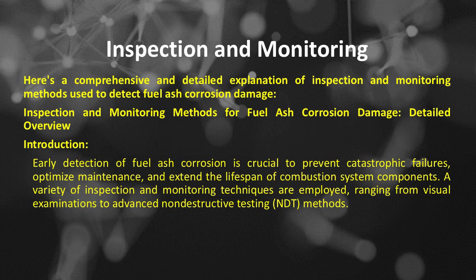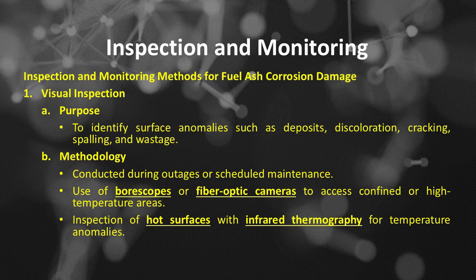Detailed overview. Introduction. Early detection of fuel ash corrosion is crucial to prevent catastrophic failures, optimize maintenance, and extend the lifespan of combustion system components. A variety of inspection and monitoring techniques are employed, ranging from visual examinations to advanced nondestructive testing, NDT, methods. Number 1 of inspection and monitoring methods for fuel ash corrosion damage is visual inspection.